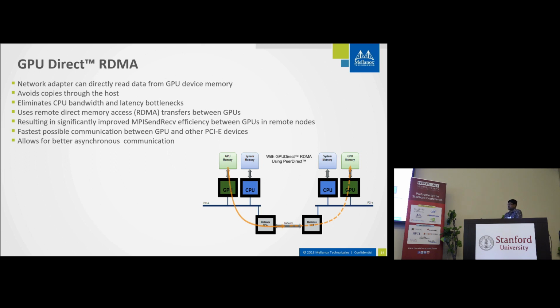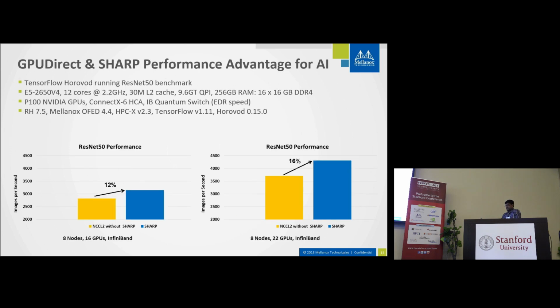It also allows asynchronous communication, and it frees the CPU from copying data from the GPU, as well as pushing and moving the data to the network. So we can use the GPU Direct RDMA technology with SHARP as well. We can directly read the data from the GPU and push the data to the network, and the network does the compute part, and it directly puts the data to the GPU.